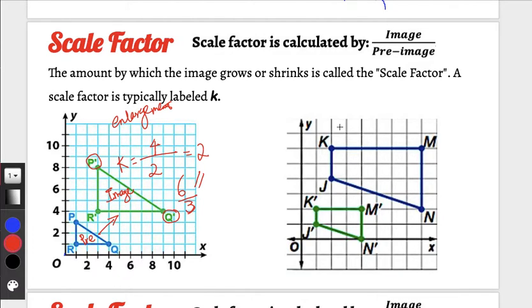Now let's check this one. We see two polygons here. The first shape, the original one, is the blue one, and apparently compared to it the green one is smaller. So the pre-image is the bigger one. That's why this is a reduction.